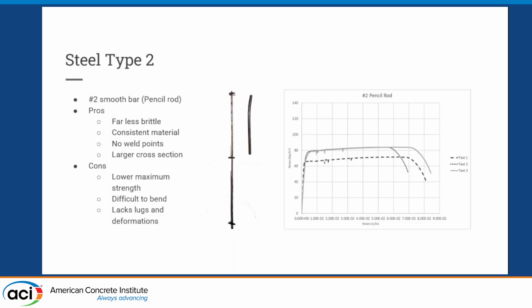So from a fabrication perspective, it was more difficult to use. We were also worried about the lack of lugs and deformations in this beam. We were worried that it would cause slipping when we were testing, but because our internal reinforcement went along the bottom of the beam, we just didn't see that.